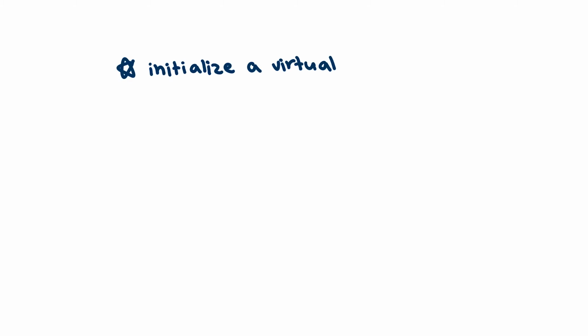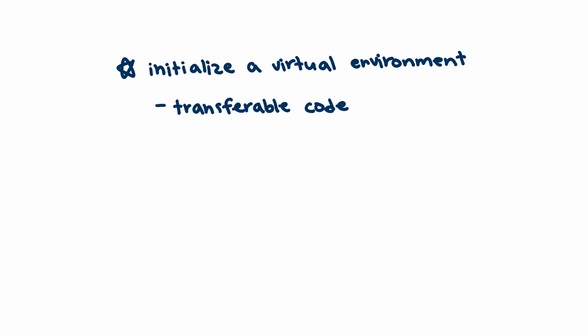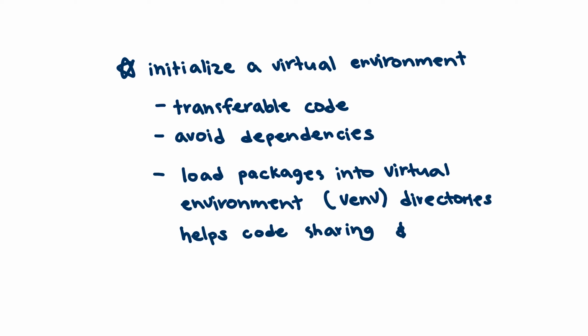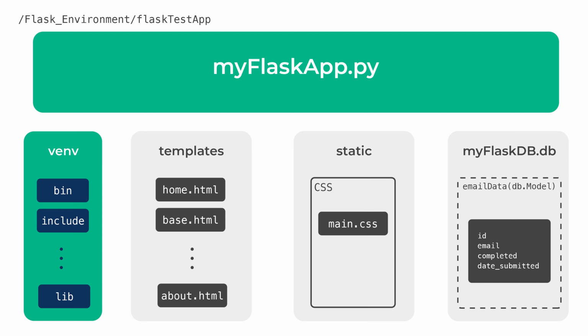Usually the first thing that you want to do when creating a Flask environment is initialize a virtual environment. The reason for this is that you want to be able to make the code transferable, meaning that if you have a developer working on a Windows machine and you have a developer working on a Unix machine, you want them to be able to work on the same code without having to worry about dependencies. By loading packages and all the necessary files into the virtual environment, in this case the venv directory, you facilitate the process of code sharing as well as expandability, because you're not restricted to a machine. It is all within the environment.